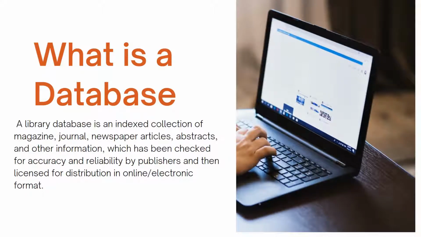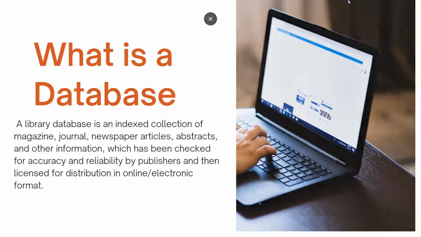Whenever you search anything on one of our databases, you will get articles and journals that are licensed to be used by our database. Typically, you wouldn't be able to find them anywhere else. That's one of the advantages, obviously, that they've typically been checked for accuracy and reliability, which is what we all would like.